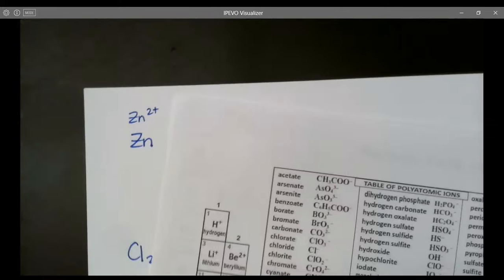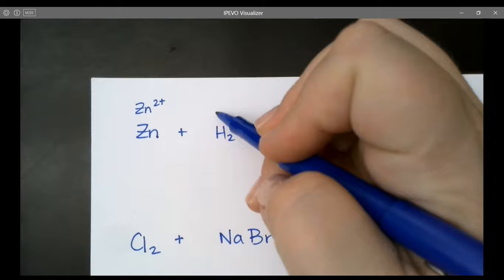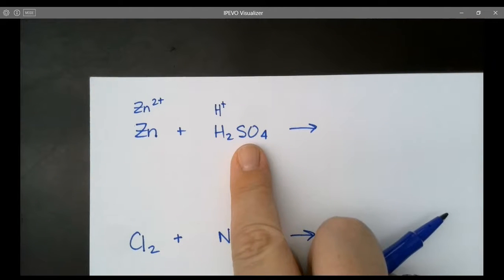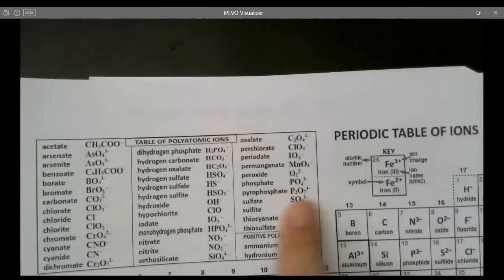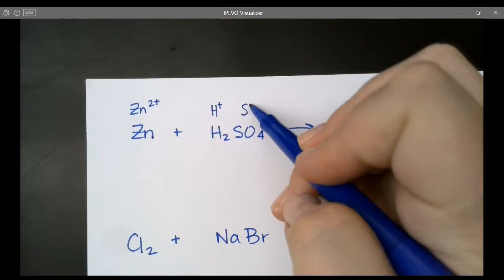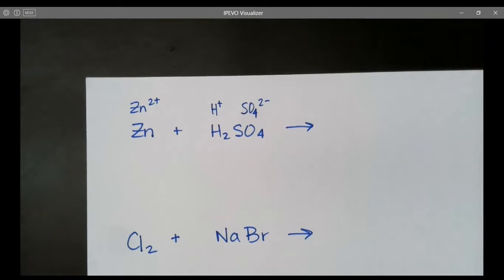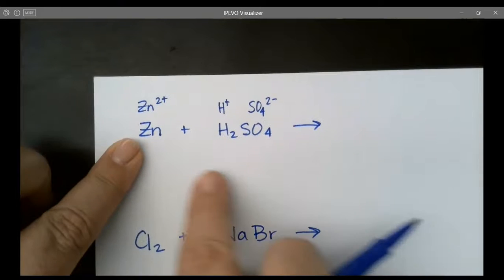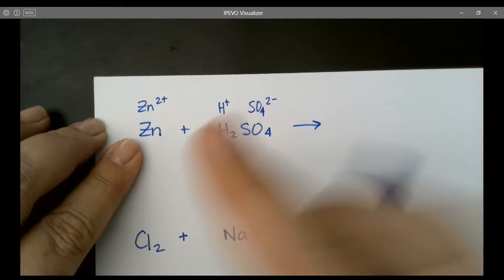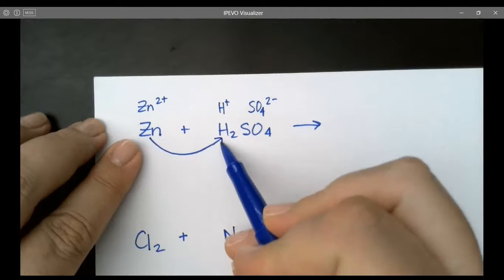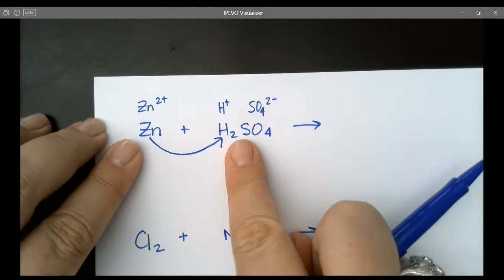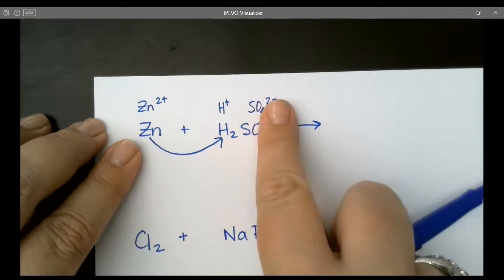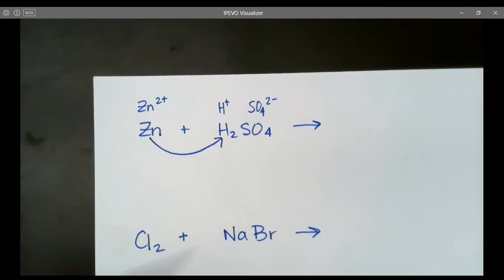Then look up your hydrogen. Hydrogen is a +1. So H is a +1. Then remember SO4 is a polyatomic ion, so look it up here. Sulfate is a -2. So SO4 is a -2 ion. Now that you see the charges, it makes it a little bit easier to determine who zinc wants to kick out. Remember, like replaces like. So here, zinc is going to try and kick hydrogen out. Okay? So now you've looked up the charges and figured out who is going to try and kick out who.